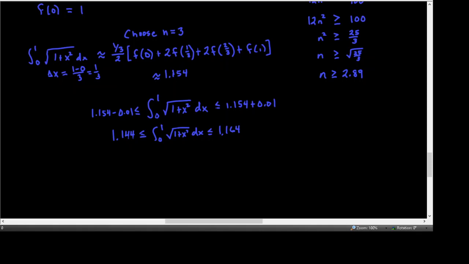Those are bounds on what the answer could be according to what we just did with 3 trapezoids. The correct answer will lie somewhere between those two if we want the error to be less than or equal to 0.01. Okay, so that ends this lesson.